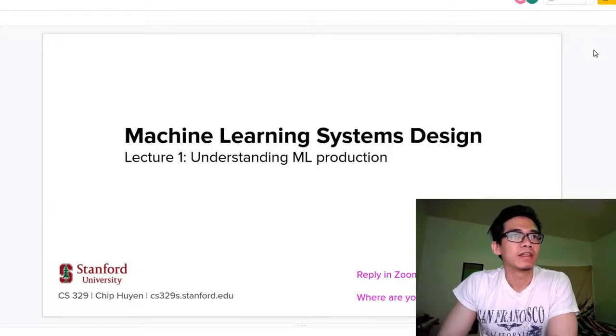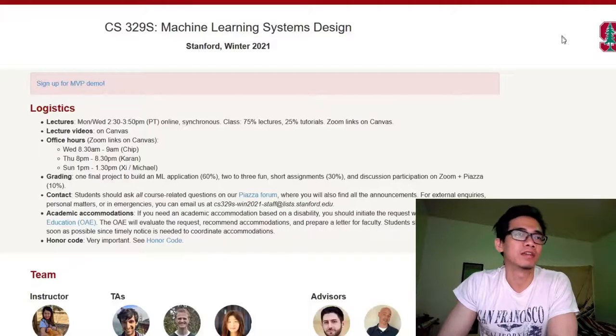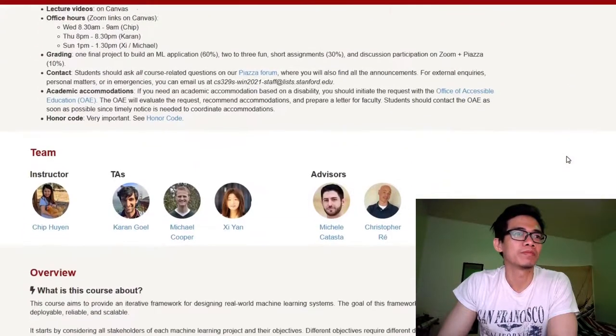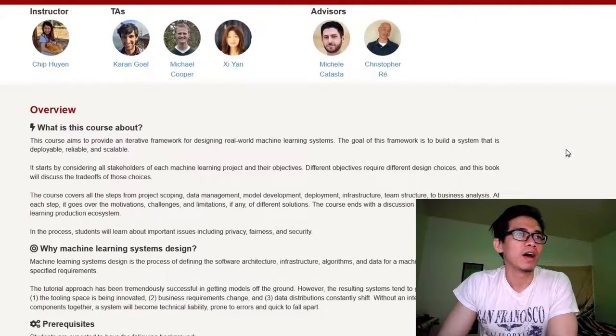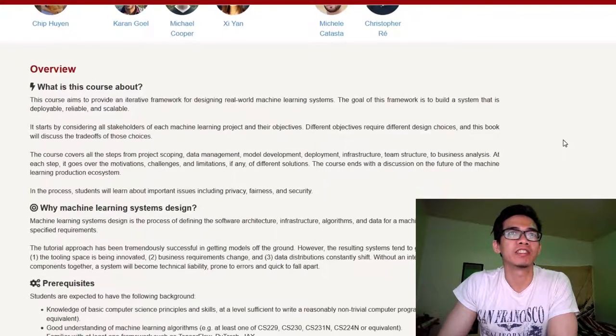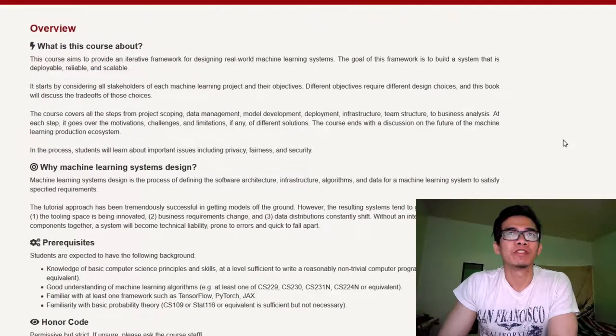Let's take a look at this machine learning systems design course offered by Stanford University. We might be able to learn a thing or two. It is being taught right now at Stanford this semester, winter, or more accurately, I think it's spring semester 2021. So what is this course about? This course aims to provide an iterative framework for designing real-world machine learning systems. The goal of this framework is to build a system that is deployable, reliable, and scalable.